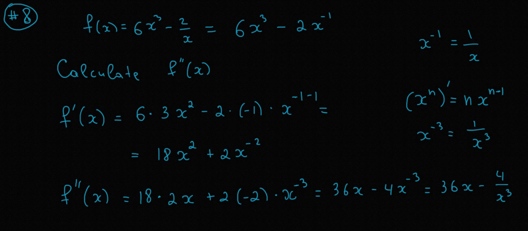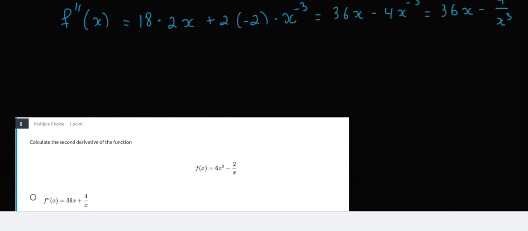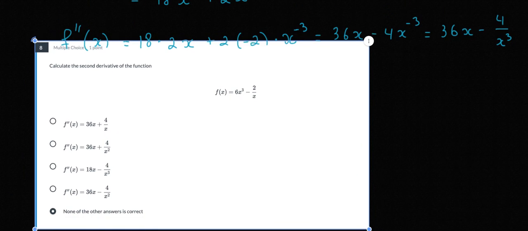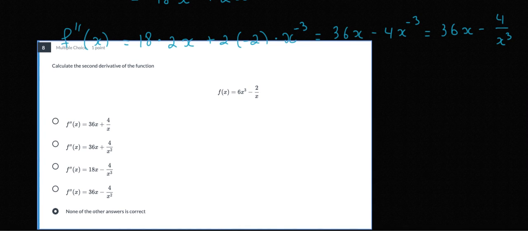In the second midterm, this question was a multiple choice question, so let's take a look at the answers. Here are our answer choices, and none of the 4 answer choices which have a formula for the second derivative are correct. Our answer is 36x minus 4 over x cubed. So therefore, the correct answer choice for this problem would be none of the other answers is correct.